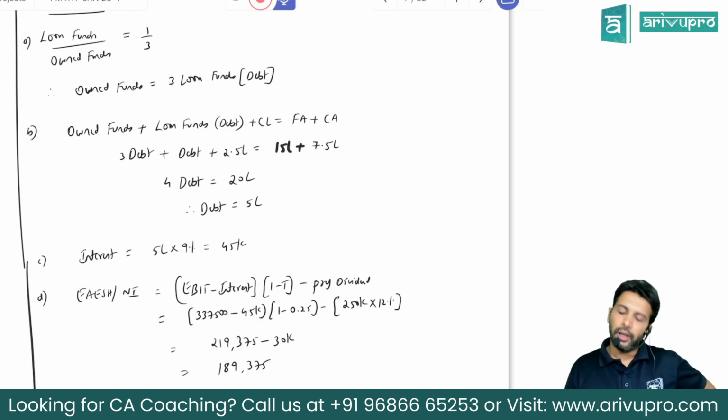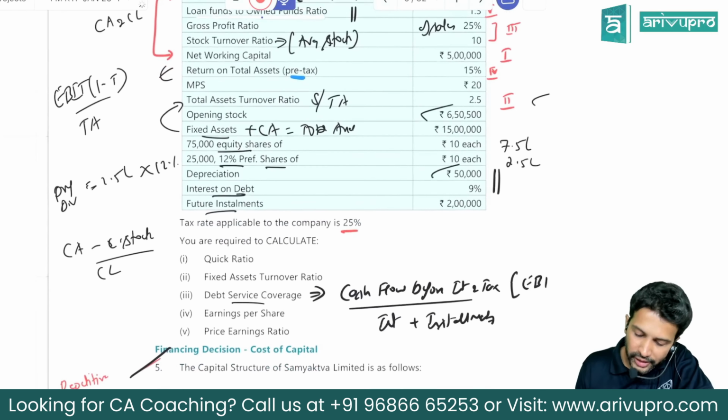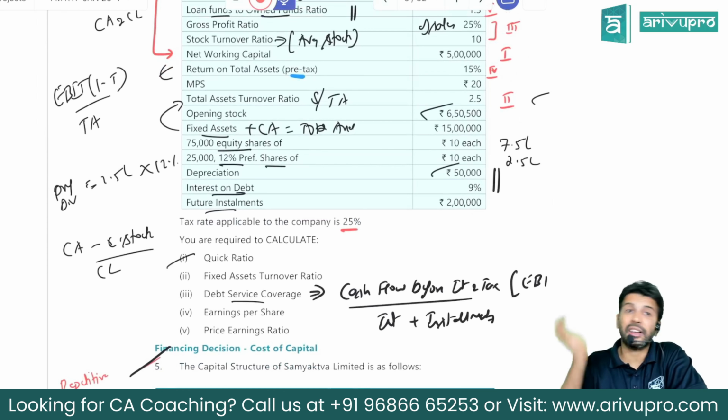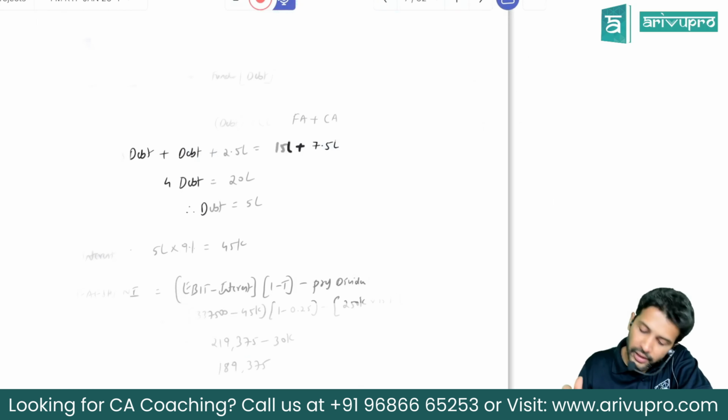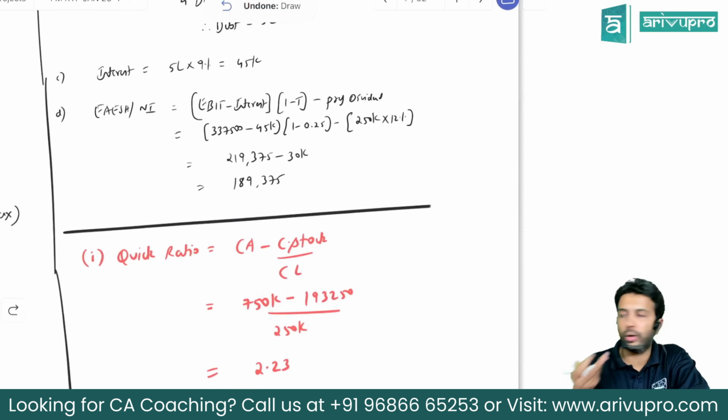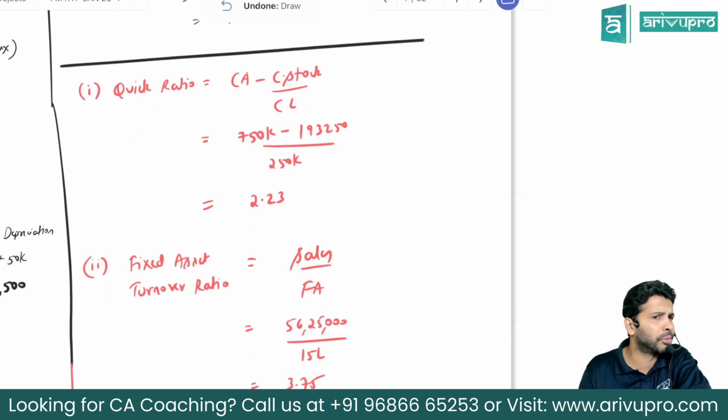No? All fine? Yes. Now all the requirements one by one. First, what did they ask? Quick ratio. How do you get quick ratio? Current assets minus closing stock divided by current liability. Current assets you know, closing stock also you know, current liability also you know. Plug the numbers, you will get quick ratio.